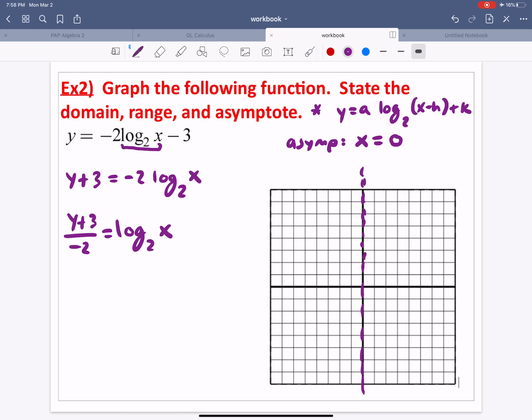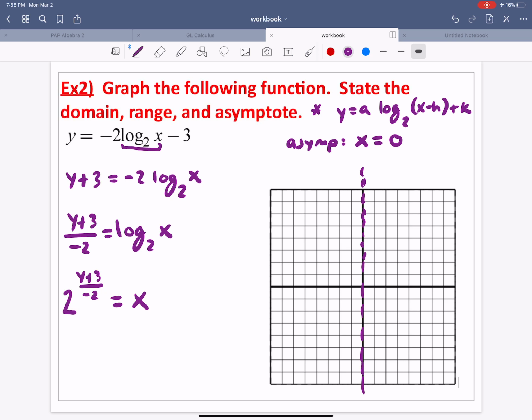So now that we've gotten the log isolated, the log is all by itself, we're able to write this as an exponential. The base is 2, because the base always matches the base of the log. The exponent will be (y plus 3) all over -2, and that equals x.